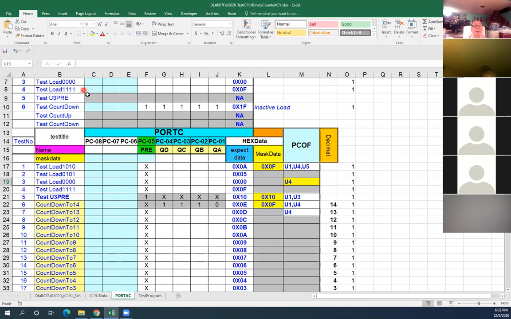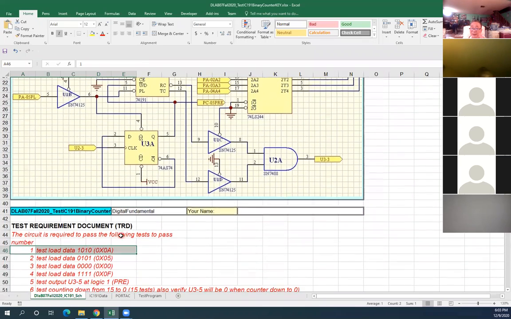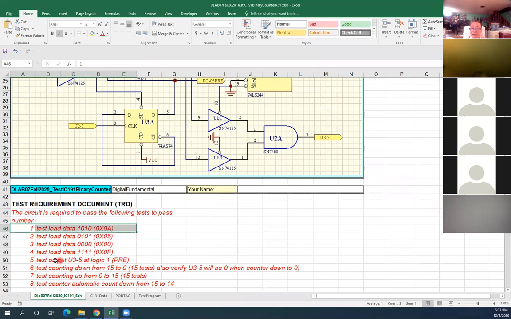So that will be test U1, test 1, test 2, 1, 2, 3, 4. Any question on that? And now number 5 will be test U3 pin 5 for logical 1.